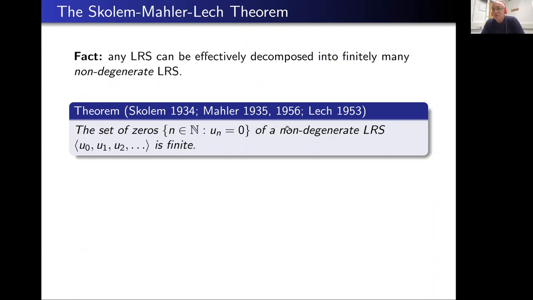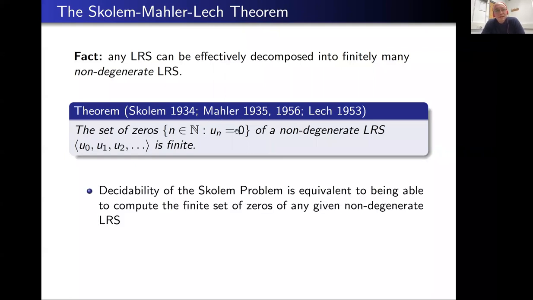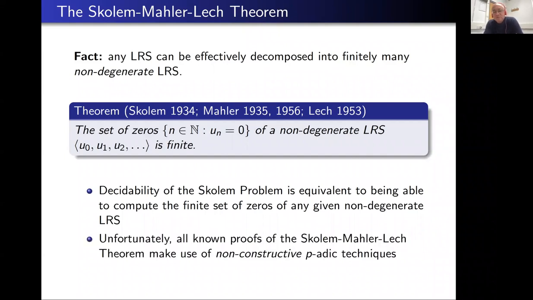And these are all non-degenerate, except that some of them might be identically zero, like in the example I gave you, where u sub n is 0 if n is odd, and u sub n is 2 if n is even. So the theorem is that after you get rid of the degeneracies, the Skolem-Mahler-Lech theorem says that the set of zeros of a non-degenerate linear recurrent sequence is finite. And decidability is somehow equivalent to being able to compute the finite set of zeros of any given non-degenerate linear recurrent sequence. Unfortunately, all known proofs of the Skolem-Mahler-Lech theorem make use of non-constructive techniques.